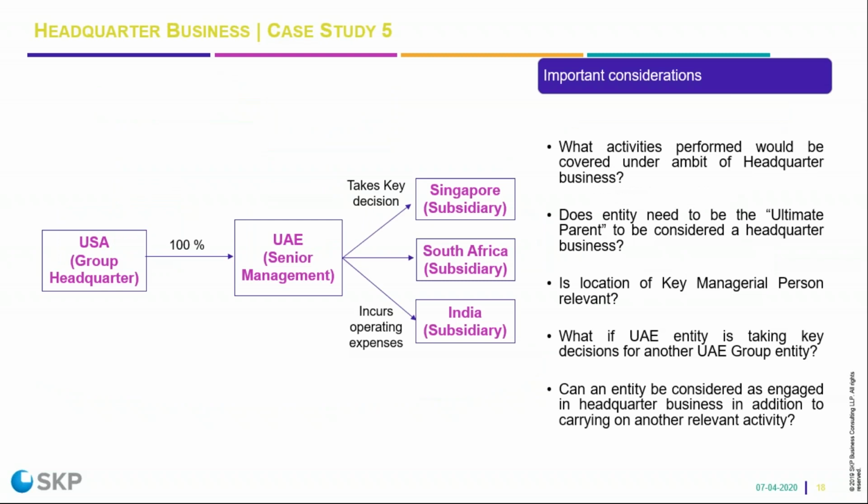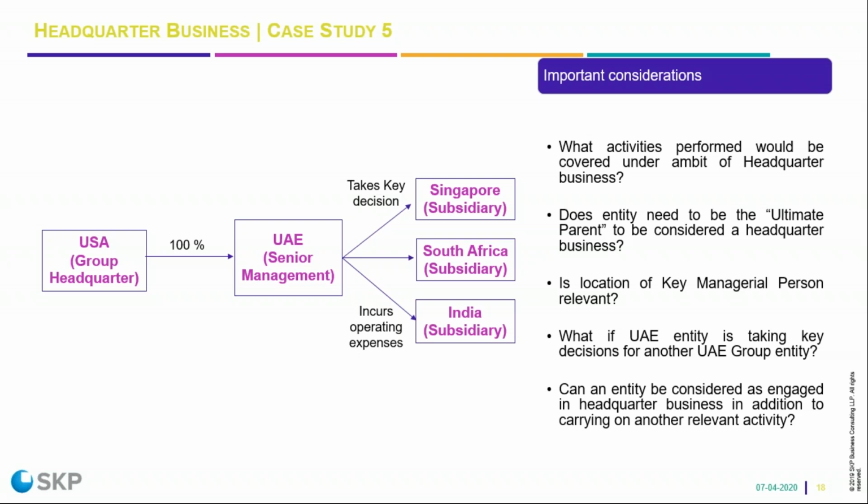Right? We mentioned headquarter business. So here is a typical case where you have a group headquarter in USA, but you have another senior management personnel sitting in UAE. The UAE entity is 100% held by USA, but the UAE entity is taking care of all the key decisions of entities in Singapore, in South Africa, and in India. This is a typical regional headquarters structure where the UAE entity houses or employs all the key managerial personnel for these three entities. This is a typical headquarter business function which the UAE entity is performing.